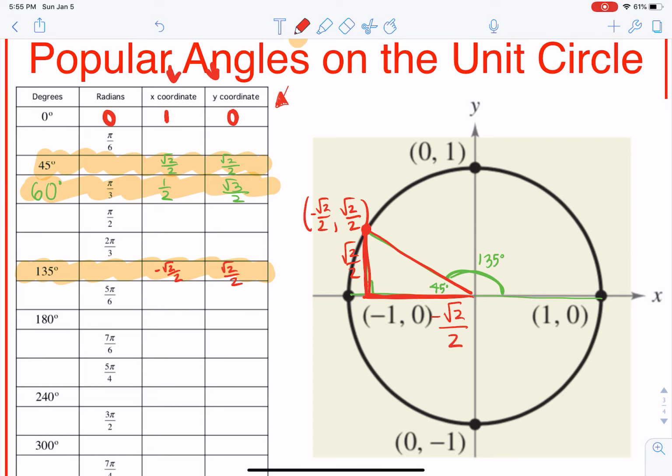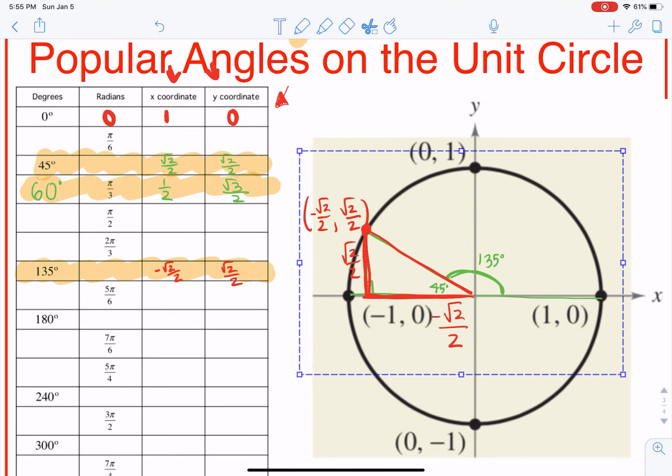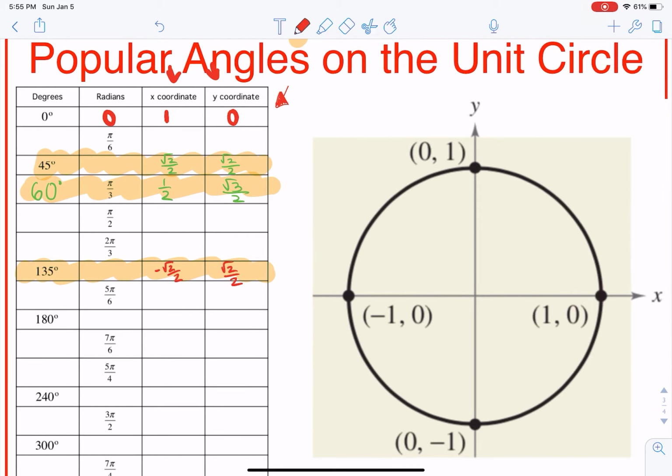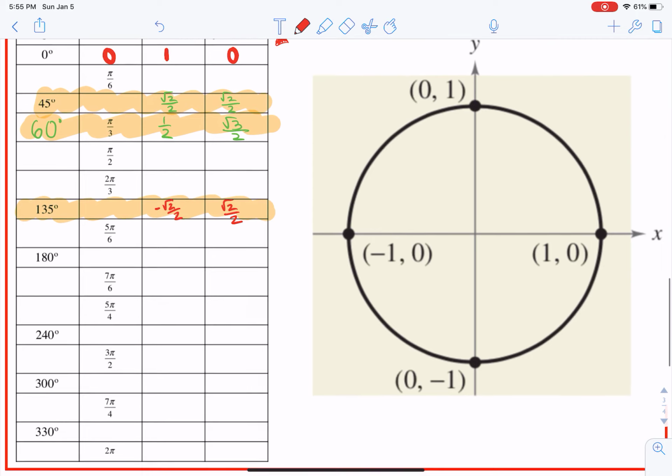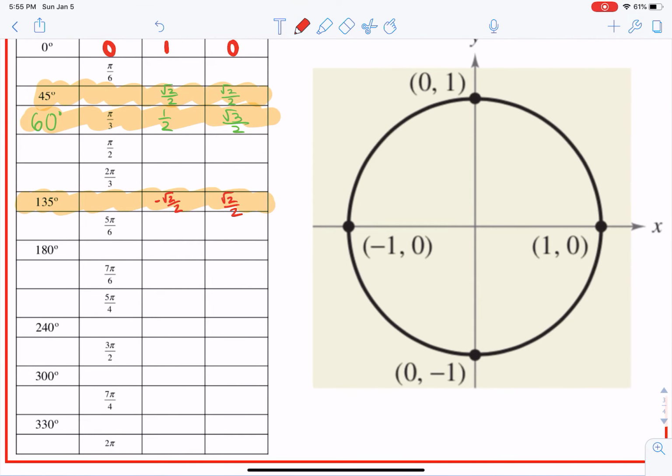Let's go ahead and do one more together. And then you will hopefully be on sort of a right path to finish these for homework on your own. Let's take a look at 240 degrees. Let's come down here. 240 degrees is going to put me here. So here's my starting value, and 240 degrees would be somewhere.